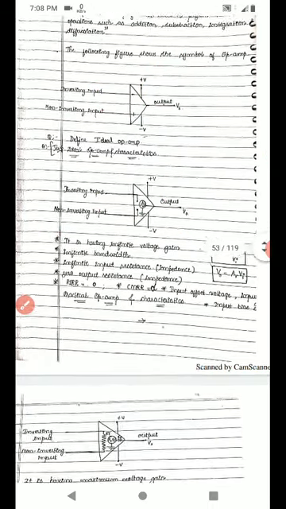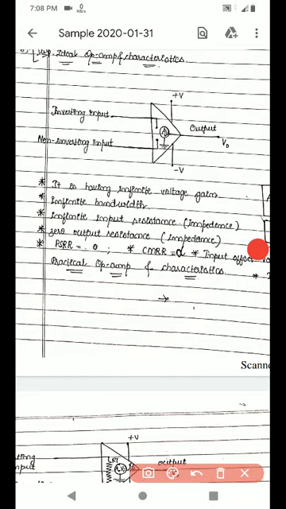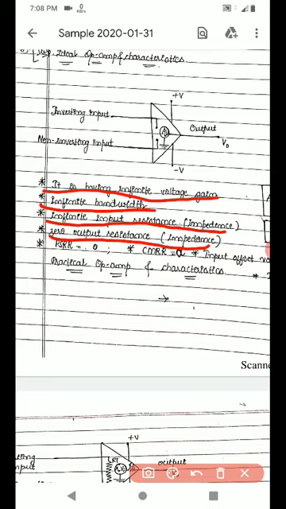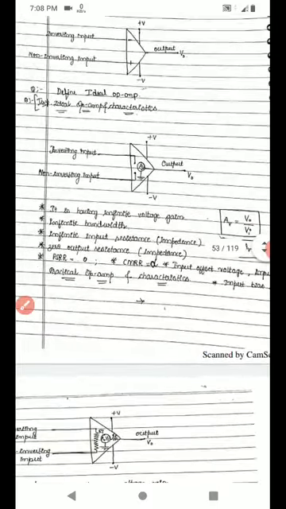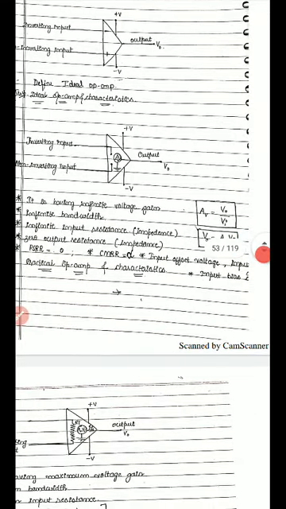Below here are some of the characteristics you should remember for the point of examination. It has infinite voltage gain, infinite bandwidth, infinite input resistance or impedance, 0 output resistance, and PSRR is 0, and second one is CMRR, that's also 0. Just remember, these are the characteristics of the ideal op-amp. PSRR is power supply rejection ratio, CMRR is common mode rejection ratio.